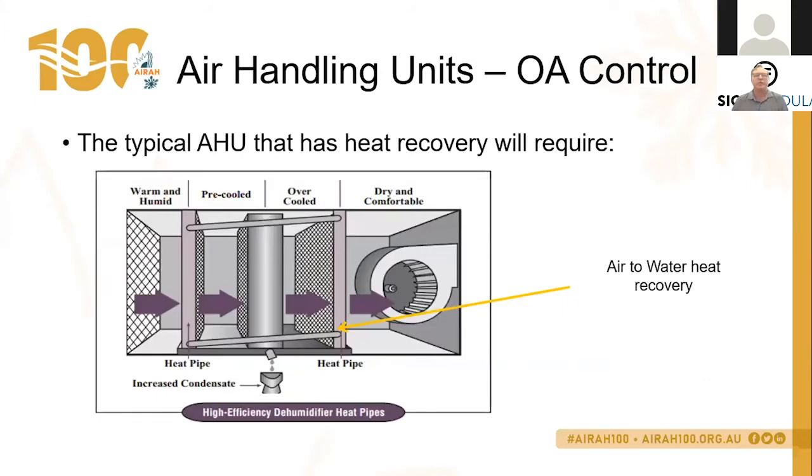An air-to-water heat recovery system, or a runaround coil as it's sometimes referred to, can also pre-cool or precondition the warm and humid outside air, so that type of system can also be used to pre-treat the outside air coming into a system. It just depends on your application as to what's most suitable and will provide the greatest level of energy efficiency for your design and your system.